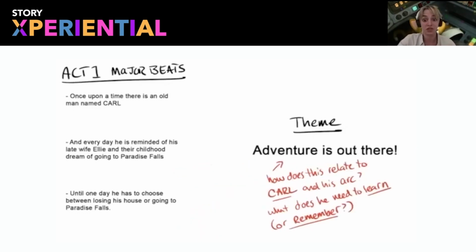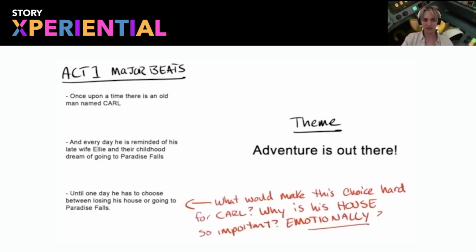The biggest question: how is the theme that I want to communicate in the story connected to the main character? What does he need to learn? How is that going to have anything to do with the plot? What would make the Act 1 inciting incident, the until-one-day moment, emotionally poignant for an audience?